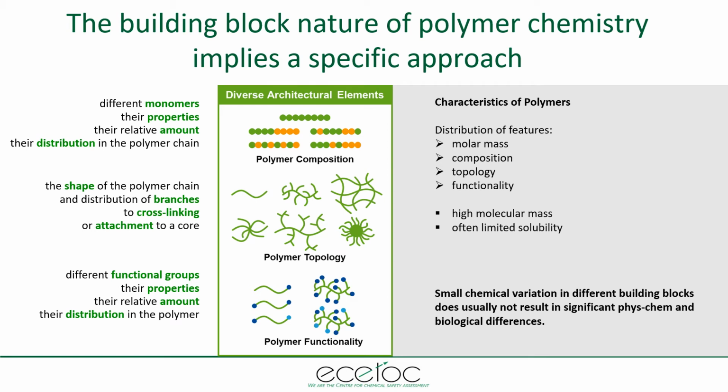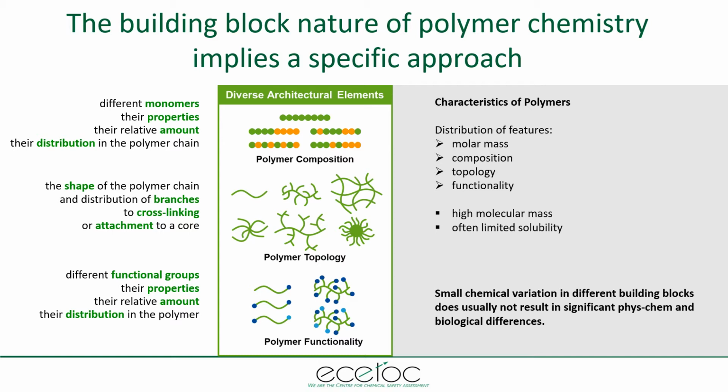When talking about grouping of polymers, one needs to consider that polymers are different than small molecules. So we have to think a little bit differently. And the reason for that is the building block nature of polymer chemistry, which implies a specific approach. There are diverse architectural elements, for example, polymer composition, which means there are different monomers with different properties. And the relative amount and the distribution in the polymer chain makes it specific for the polymer.